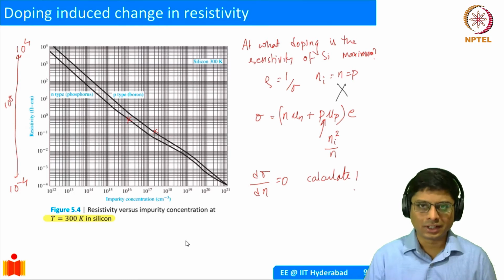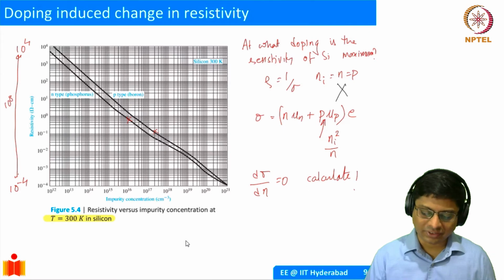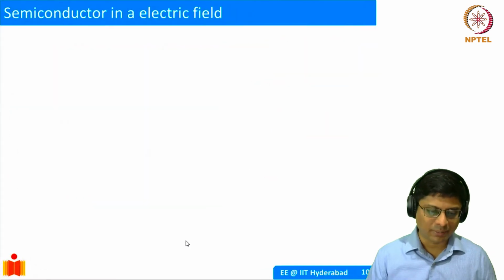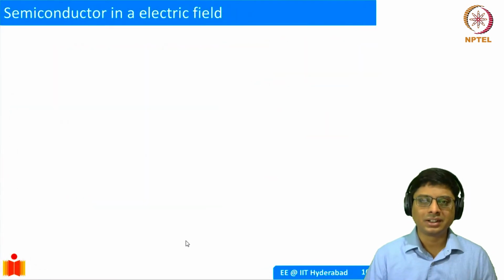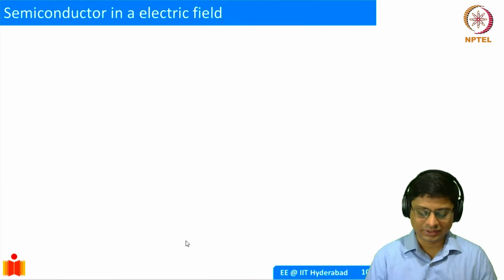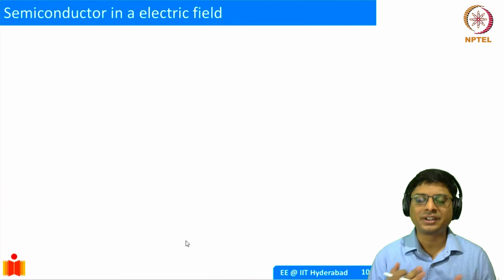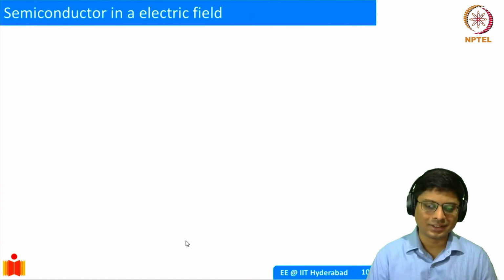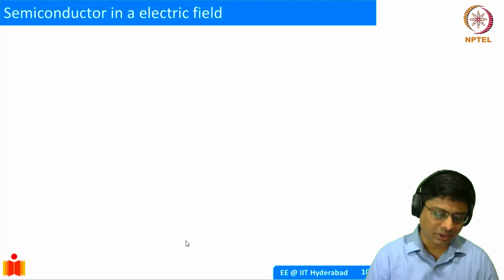Well, okay. Let me quickly try to introduce another concept. I probably will not be able to complete it today, but I'll come back to it in the next lecture. So this is a semiconductor. If you have it in an electric field, what happens to the bands? So we saw this picture already.